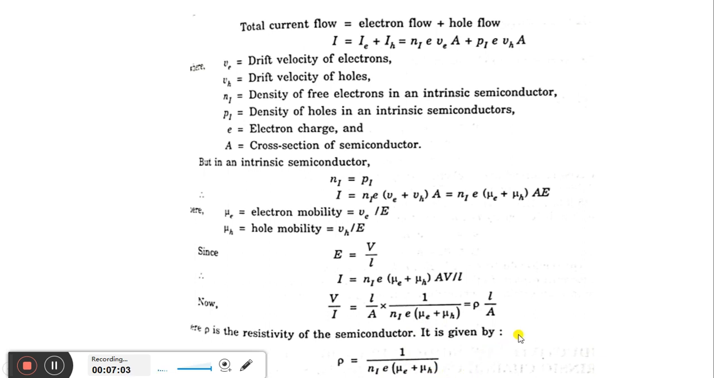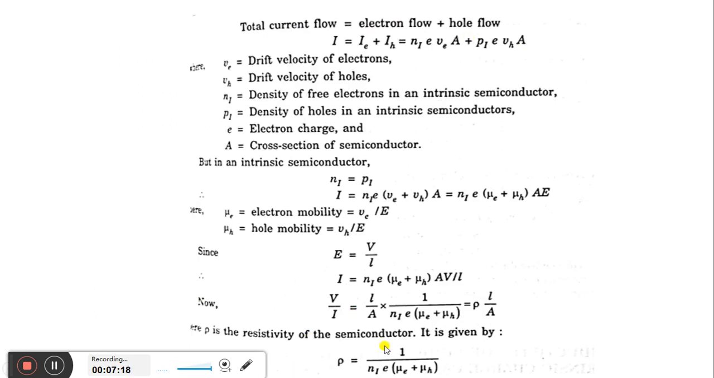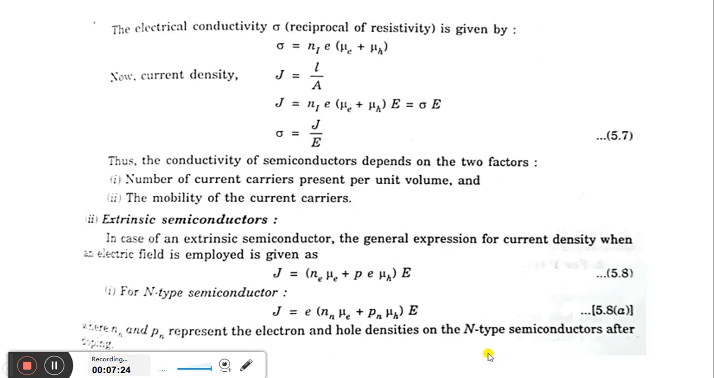Now let us derive the conductivity. As we know, electrical conductivity sigma is the reciprocal of the resistivity, so straightaway the reciprocal of the previous expression will become the conductivity. So we can write the conductivity sigma equals Ni e (mu E plus mu H).